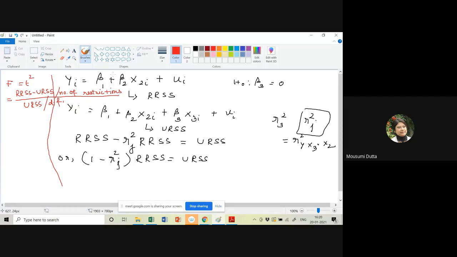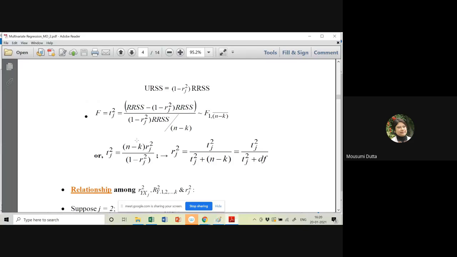RRSS is what we get when we put a restriction on the original model. In the numerator, we consider the difference between the two residuals, and this difference is taken with respect to the residual of the original model. So in the denominator, we will consider URSS, not RRSS. However, this will come up again with hypothesis testing. For the time being, look at this.